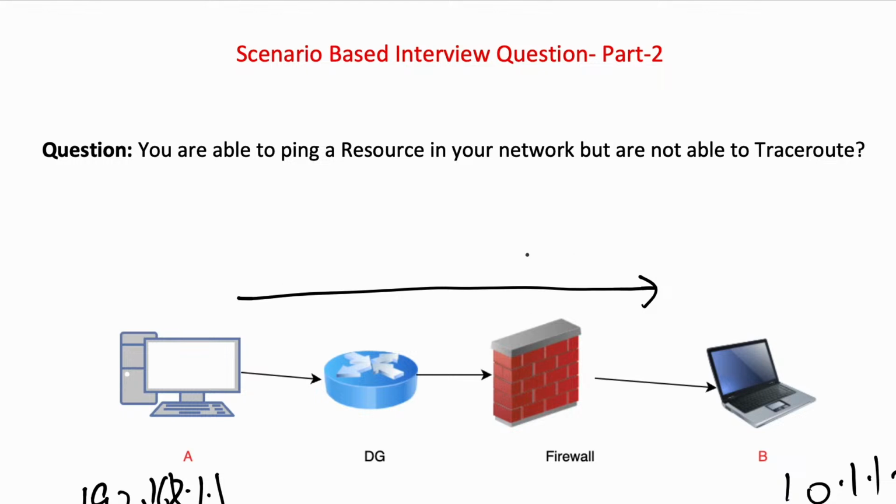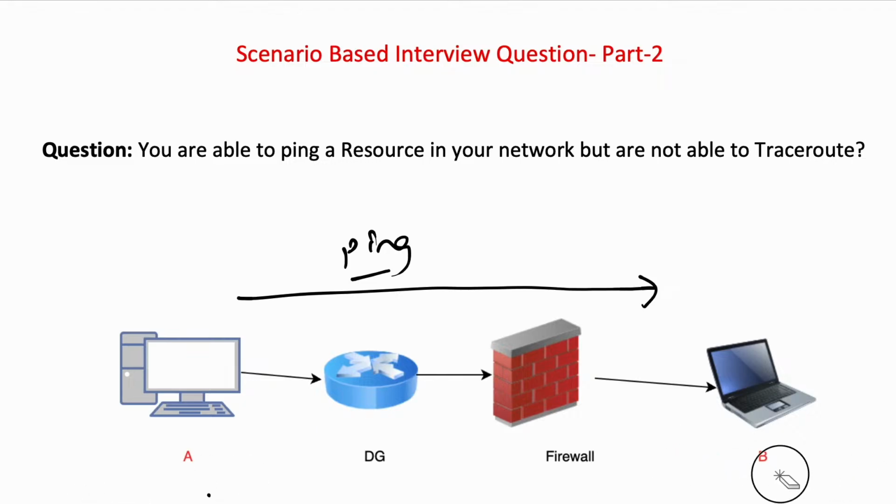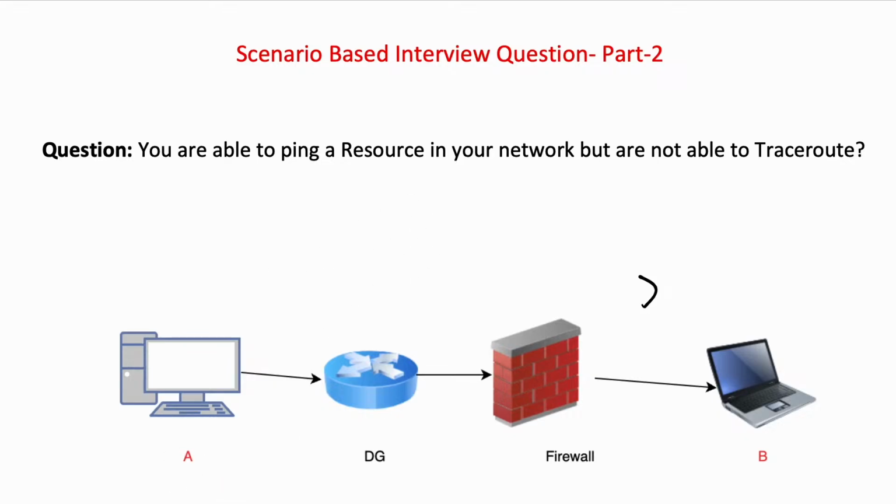If from here to here you're able to ping it, so ping is successful, but you're not able to do traceroute. Once you try to do traceroute, it just stops and gives you an error. So what do you do? We'll go through all the possible issues which the interviewer is looking for. We'll discuss all of them, and we'll also discuss how to resolve it. So let's start.